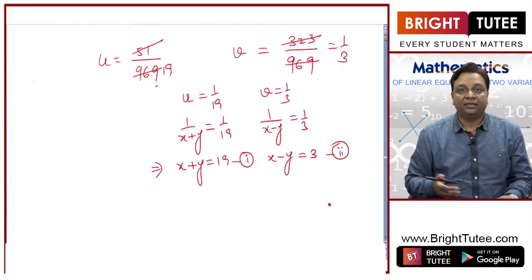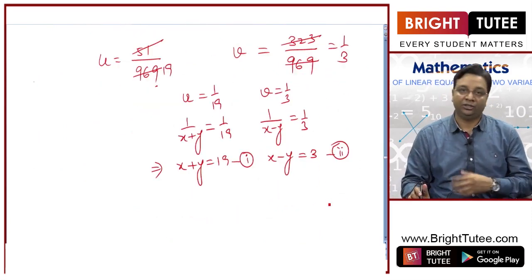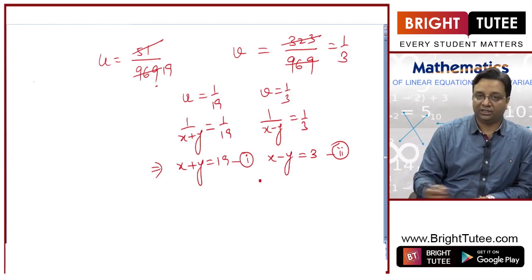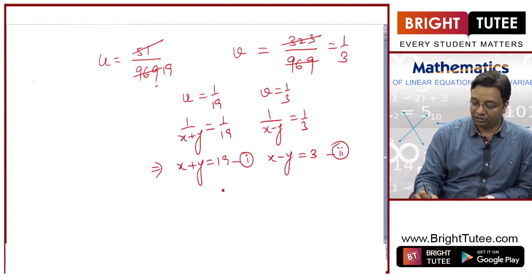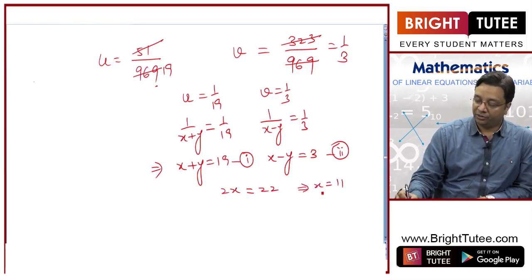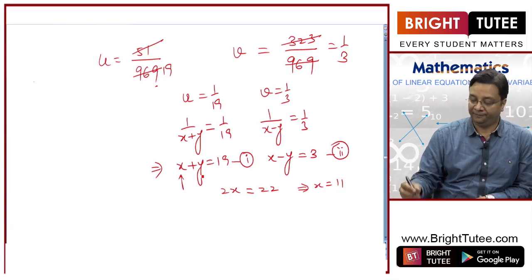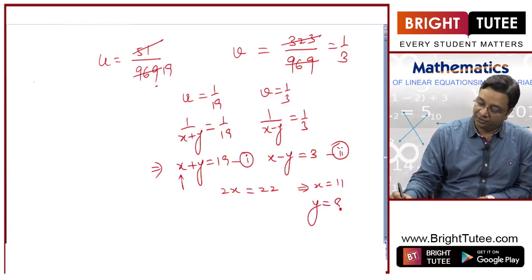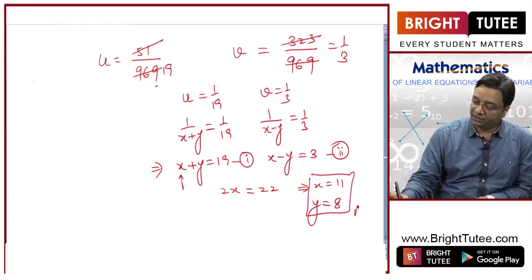Now rather than using the cross multiplication method, you can use another method also which is easier. So if I add these two equations, I will get 2x equal to 22. Hence x is equal to 11. Now if I put x equal to 11 in any of these, let us say I put it here. So 11 plus y is 19, hence I can say y is equal to 8. So this is your final answer.